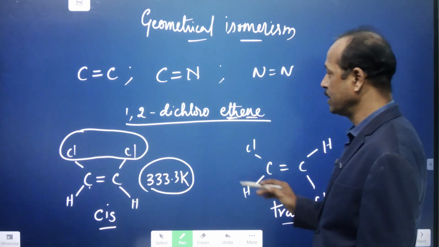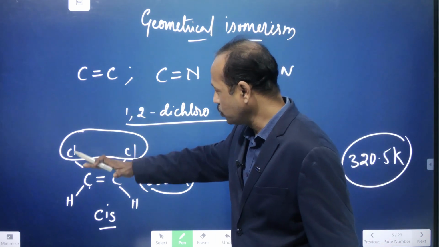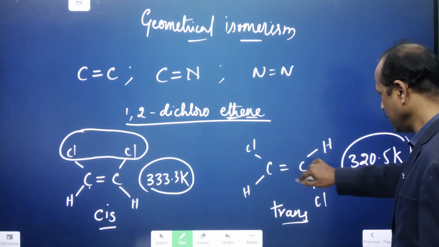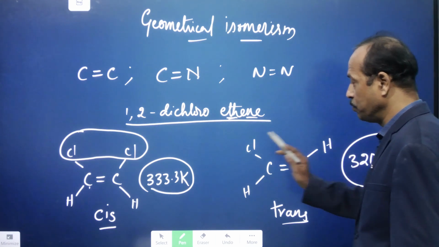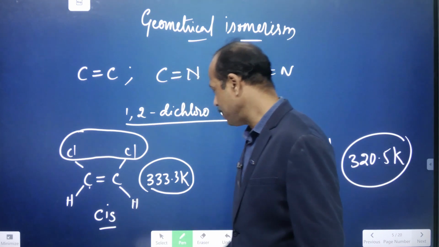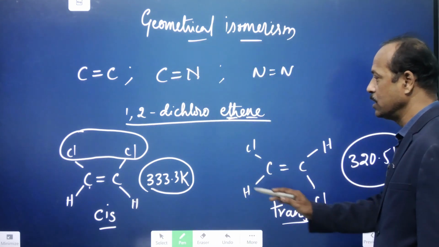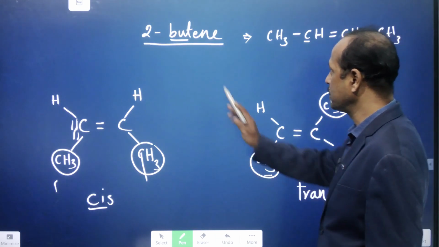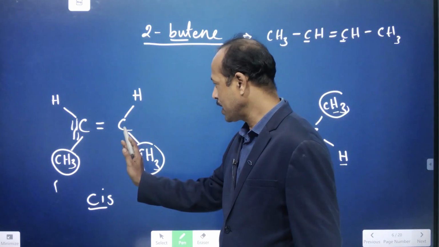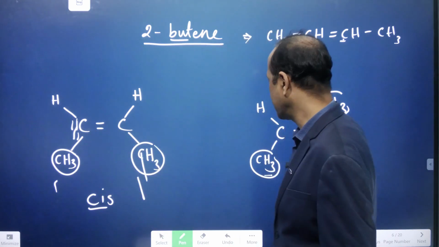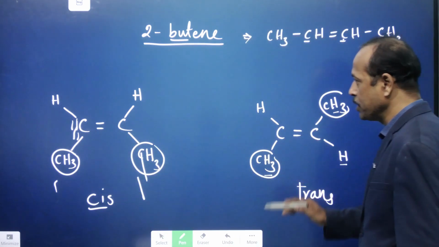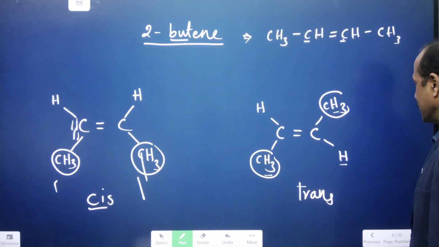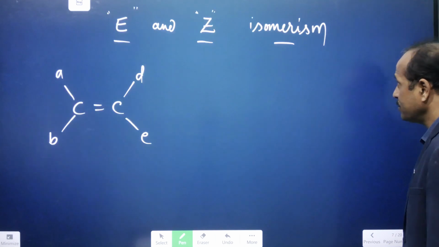Here both the chlorine atoms are on one side and both the hydrogen atoms are on one side. But in the other, both the chlorine atoms are opposite, and both the hydrogen atoms are opposite. If they are both on the same side, they are called cis, and if they are opposite, they are called trans. So this is the cis isomer and this is the trans isomer. Similarly, in 2-butene, here the two methyl groups are on one side, so that is cis; here they are on opposite sides, so that is trans. This is about geometrical isomerism.